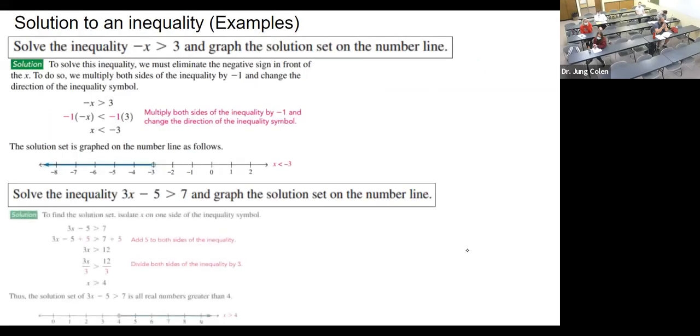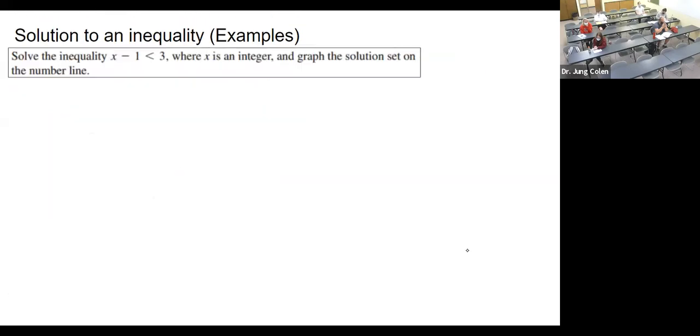Okay. Yeah, that's about it. How about this one? Solve the inequality x minus 1 is less than 3, where x is an integer. Previously, we had x as a real number. So we included all the numbers in the number line, right? And now it says where x is an integer. It's limiting the numbers.